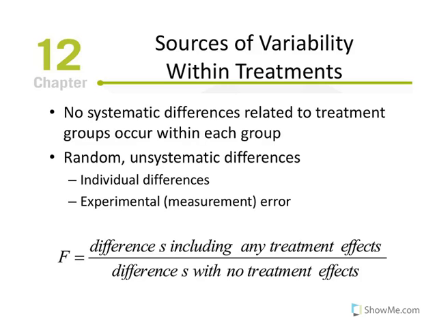So again, the within treatment sources of variation can be accounted for by random unsystematic differences, which we can equate to differences among individuals. So if we break down this F ratio, we can think of the numerator as representing differences including any treatment effects over differences with no treatment effects. Again, the things that make those scores different are things that are outside of the treatment and can be related more to the differences that individuals bring to the table when they participate in research.